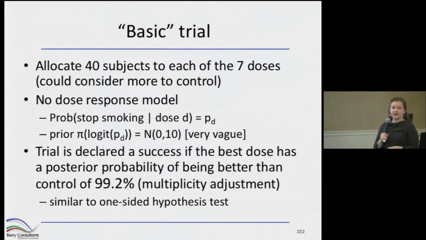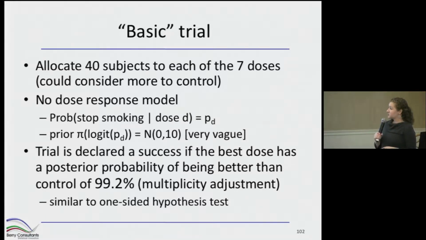So I'll describe several iterations of the design that we went through, starting with what we call a basic trial. In our basic trial, we're going to enroll 40 subjects to each of the 7 doses. So equal randomization. This may not be the optimal strategy. Oftentimes when you have multiple doses, it's actually beneficial to enroll more subjects to the control arm. But here we're going to consider a simple example where it's just equal allocation to all of the doses.